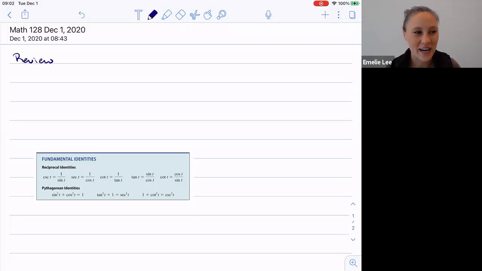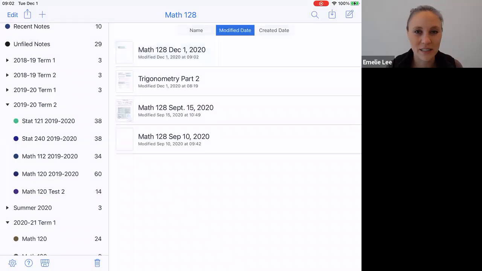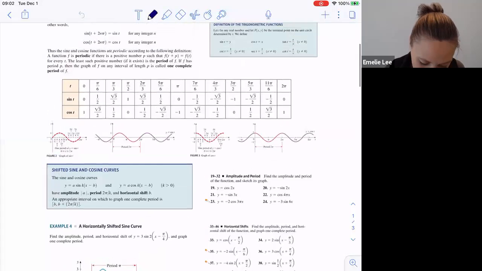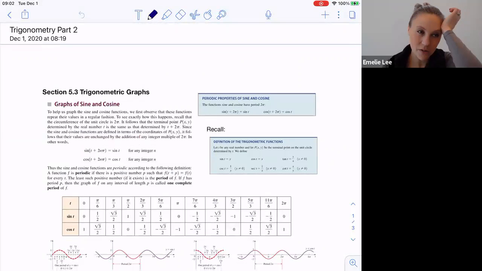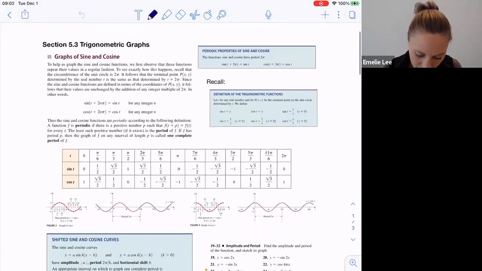my iPad's back in action, feels good. But I had to restore everything, and for some reason I think the notes weren't backed up. The last note I have is from September 15th, so that doesn't help me very much. But I posted these Trigonometric Part 2 notes on Moodle, so if you want to follow along, that's good.